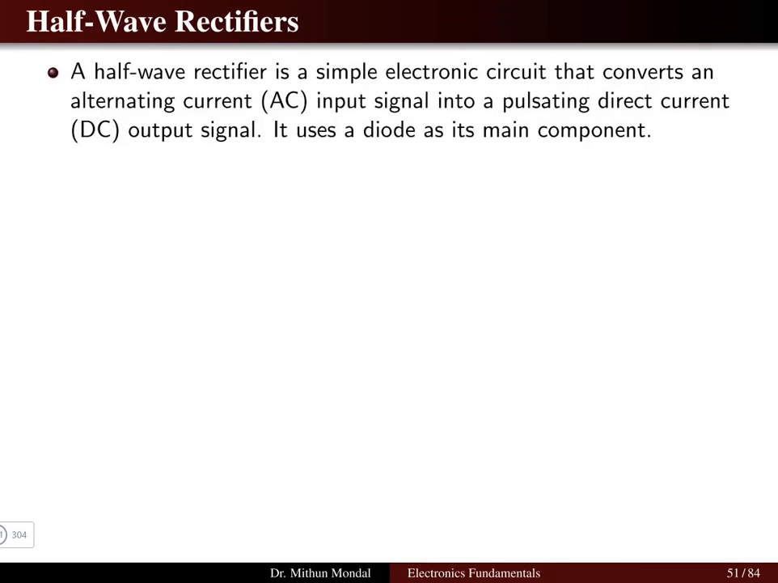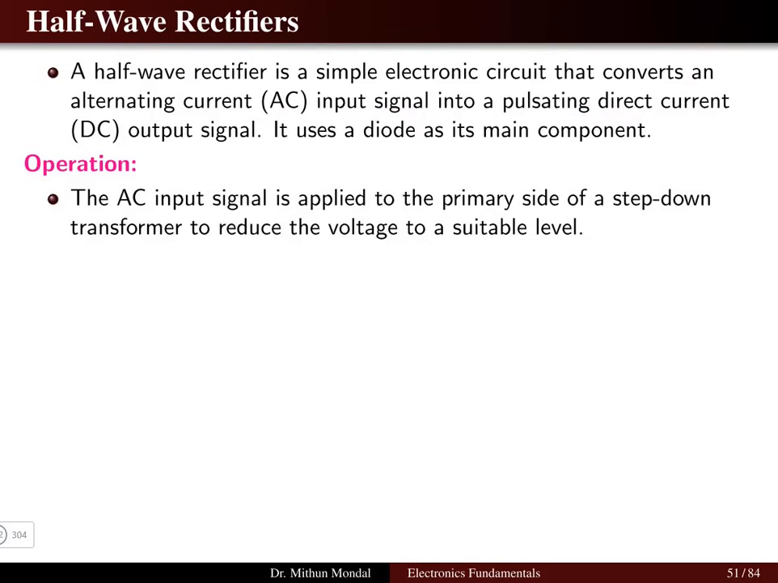Let us see the half wave rectifier first. A half wave rectifier is a simple electronic circuit that converts an alternating input signal into a pulsating DC output signal, and it uses a diode as its main component. The application of a diode is to make the rectifier circuit, and first we will study the half wave rectifier, which converts only one half of the AC signal using the diode.